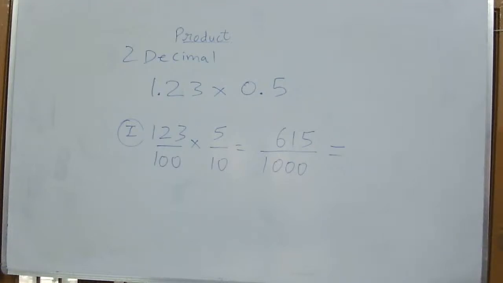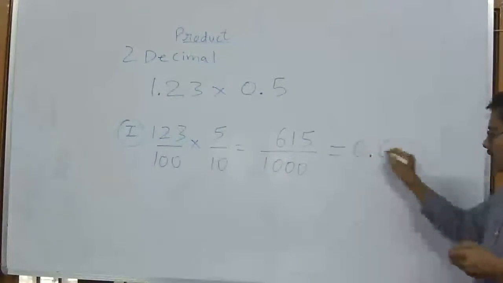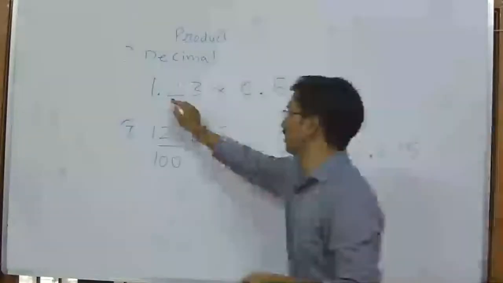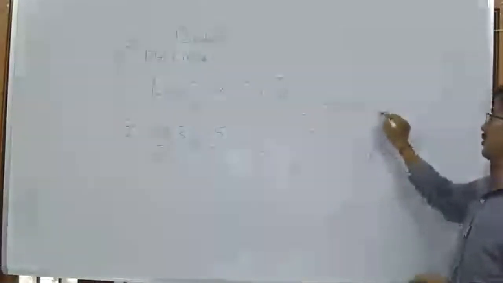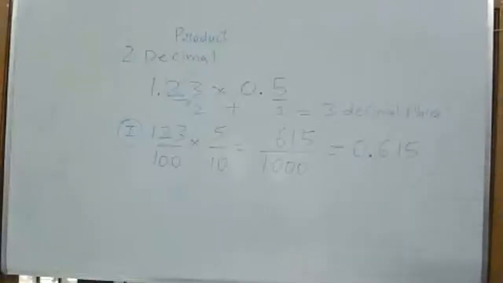So what will be your answer now? 615 by 1000. How much? 0.615. How many decimal places are here? So 2 plus 1 is equal to 3 decimal places. How many decimal places do we have? 3 decimal places. Yes?